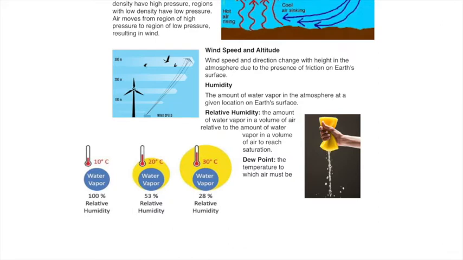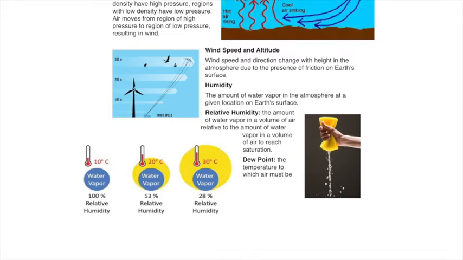So we need to talk about humidity. Humidity is the amount of water that an air mass can hold. Okay? So if it's more humid, it's holding more water. If it's less humid or dry, it's holding less water. And relative humidity is the amount of water that it's holding based upon how much it can hold.